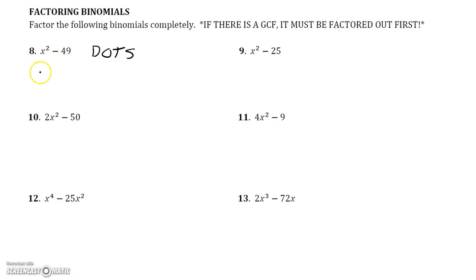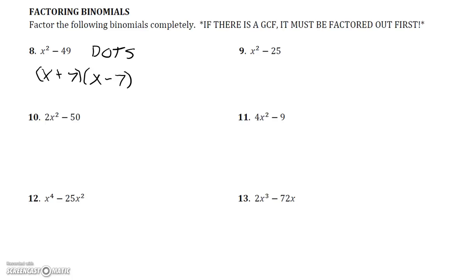So what happens when we have that situation? You should be able to recognize that. When that happens, we're making our two sets of parentheses and taking the square root of each term. Square root of x squared is x. Square root of 49 is 7. So this is how we set it up. One of them is plus and one of them is minus.